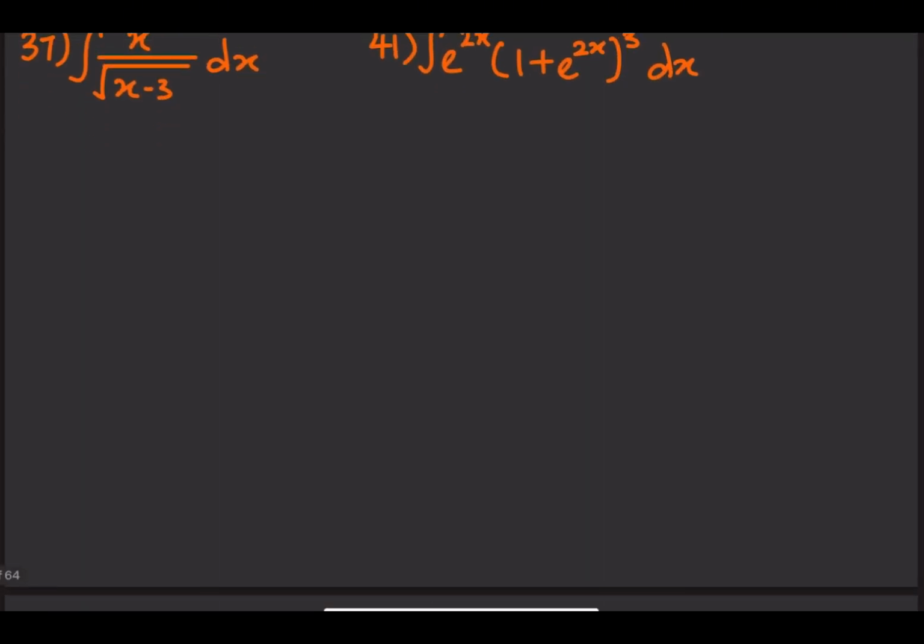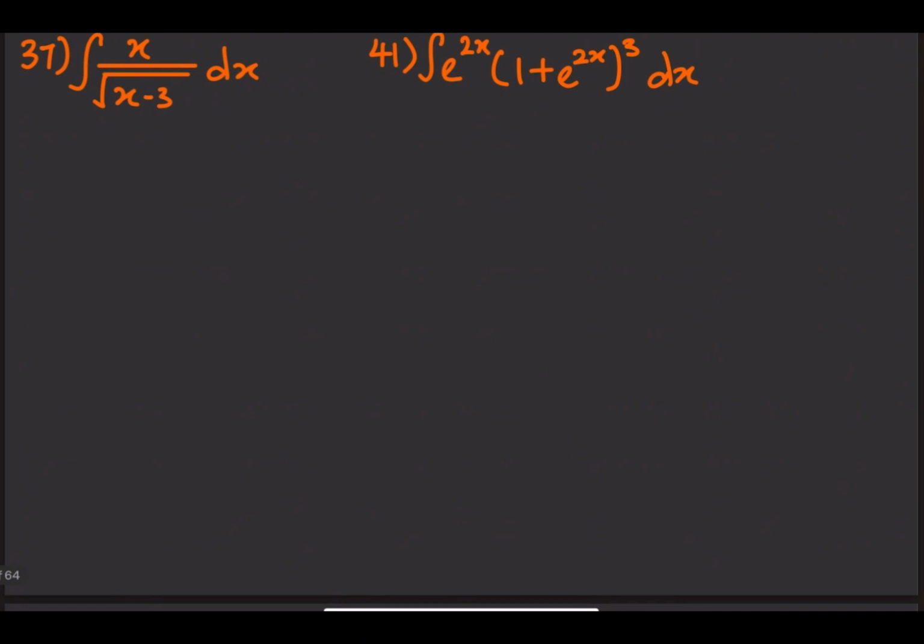Now, moving on into more questions, more practice is better. So for question 37, always separate it out, okay? x multiplied by 1 over, okay, square root of x minus 3, which is the same thing as (x minus 3) power 1 over 2, alright, dx.